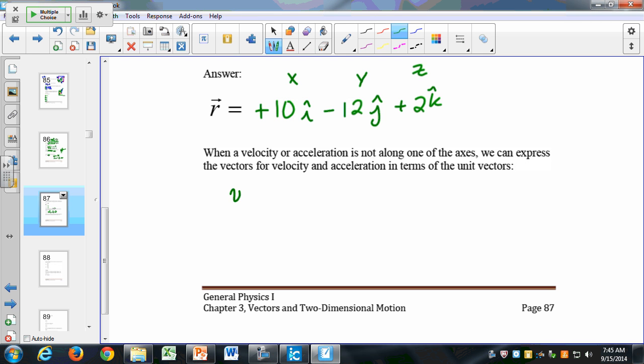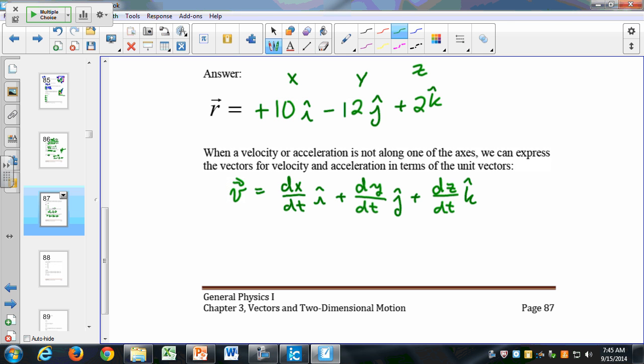So, for example, we have v. We define that, remember, as dx/dt in the i direction, plus dy/dt in the j direction, plus dz/dt in the k direction. So these are the velocities in all the different directions on the x, y, and z axes. These represent the magnitudes of the velocity, and then these are the directions, the x, y, and z directions.